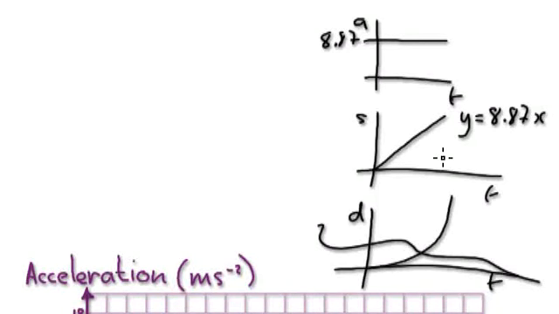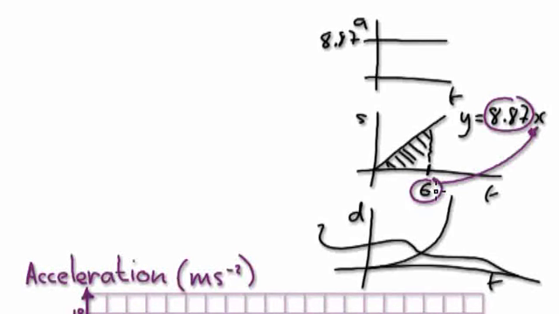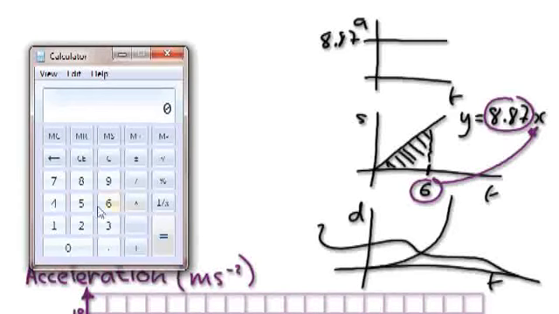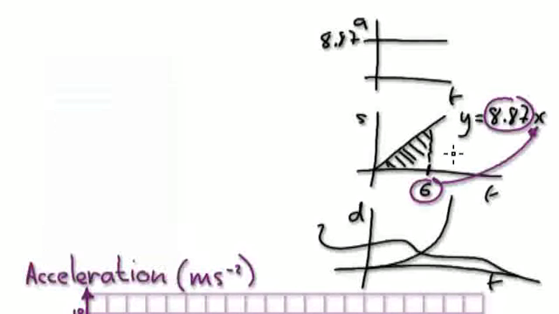We want to know the distance traveled after 6 seconds. So what is this height here? We need to work out the area underneath the graph, so stuff 6 into here. This height will be 8.87 times 6, which is 53.22. So after 6 seconds, the speed of the cannonball will be 53.22 meters per second.